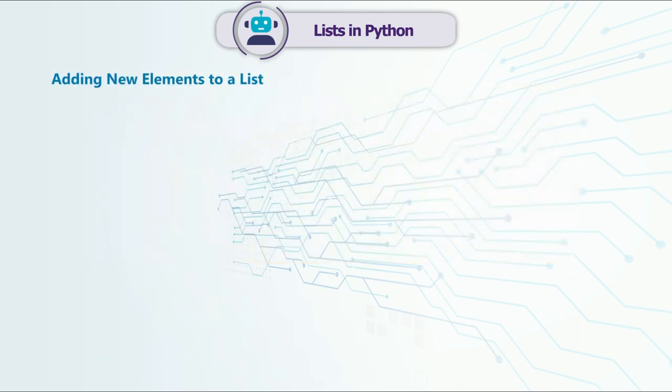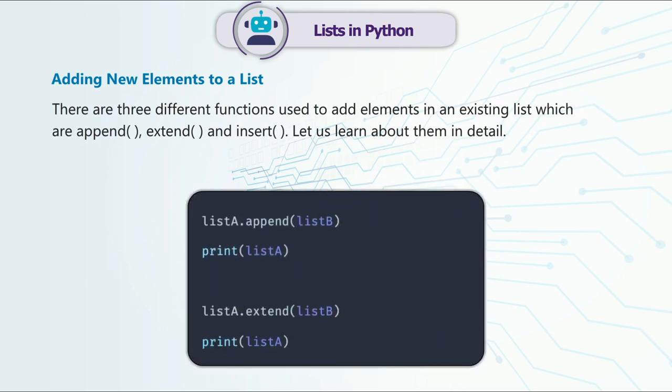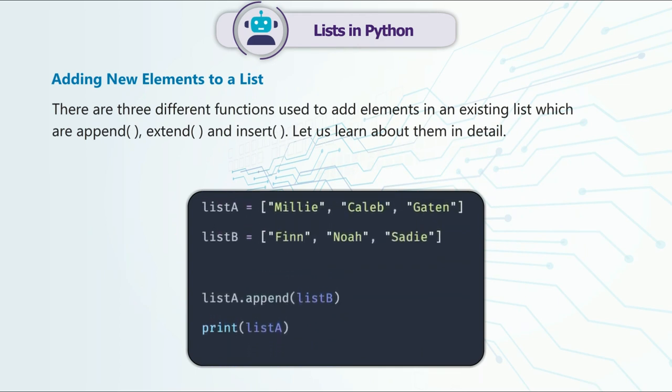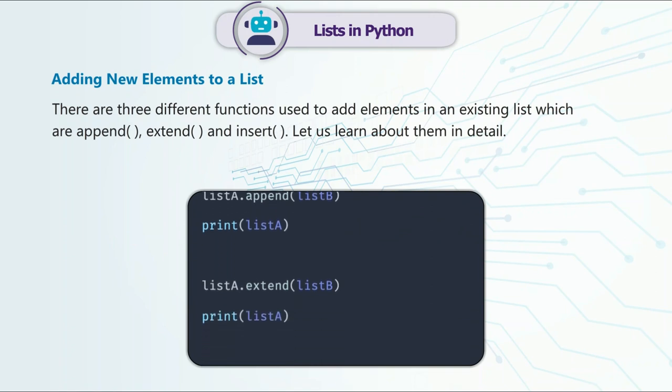Adding new elements to a list. There are 3 different functions used to add elements in an existing list, which are append, extend, and insert. Let us learn about them in detail.